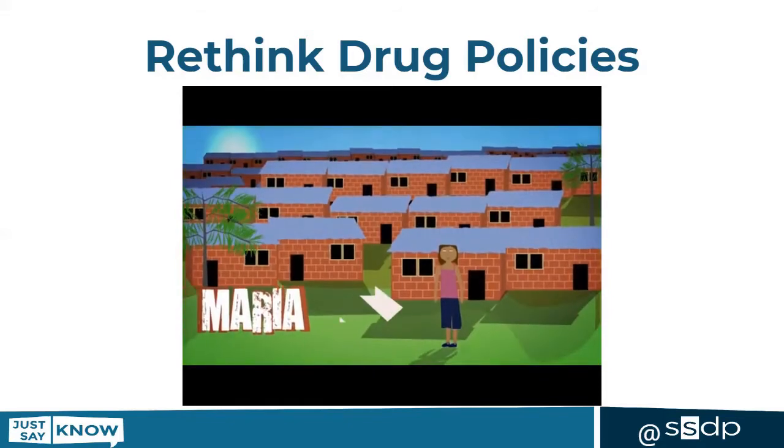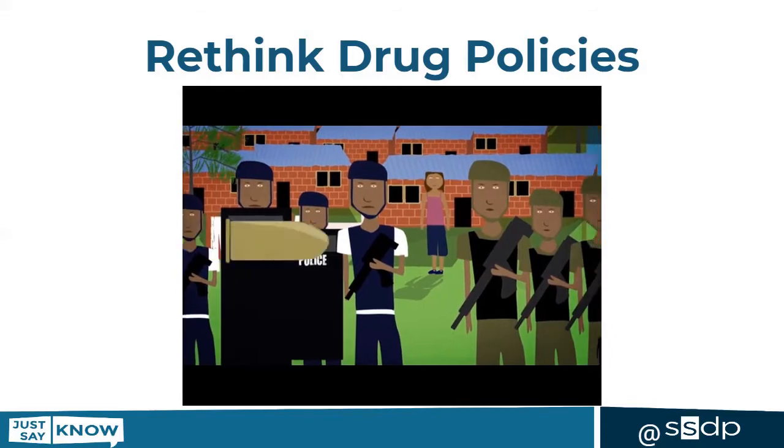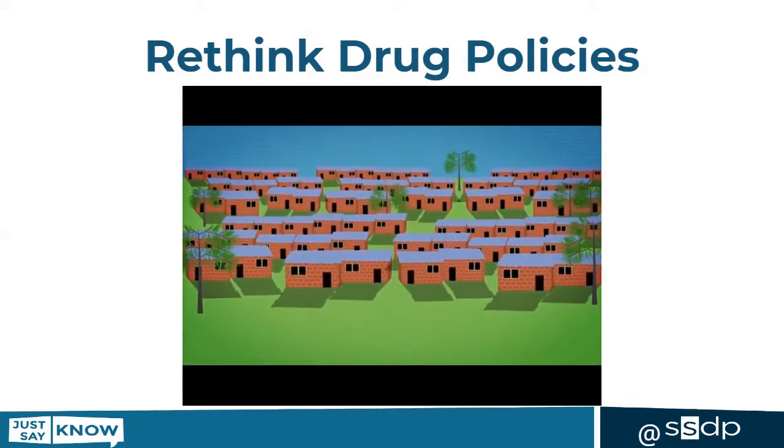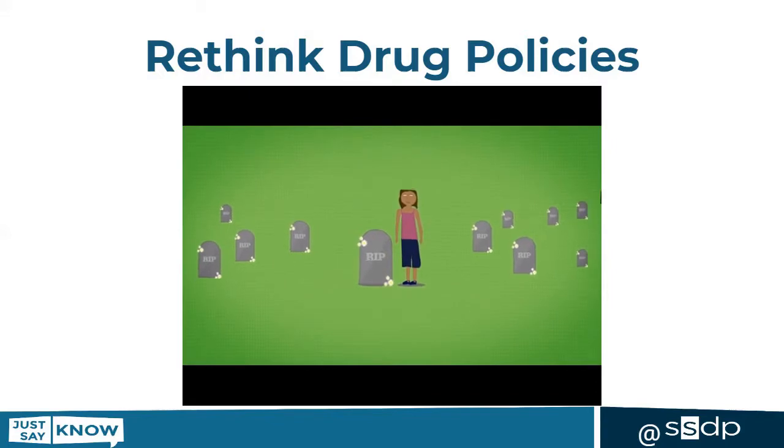And here's Maria. Her government armed the police and sent the army to fight the drug traffickers in her neighborhood. But the drug gangs fought back, and now regular gun battles between the police and gangs make it dangerous to go out. Her son was mistaken for a member of a drug gang and shot by the army.